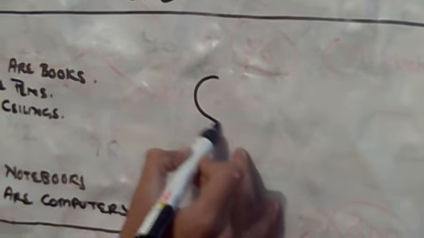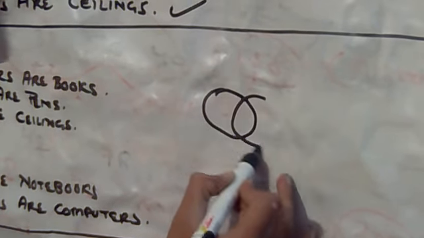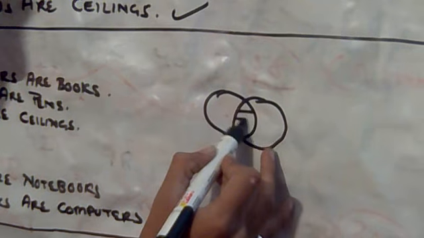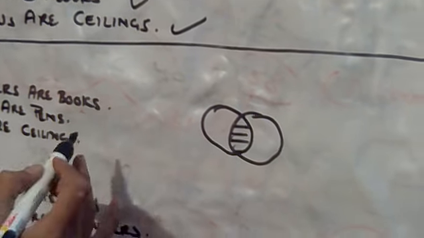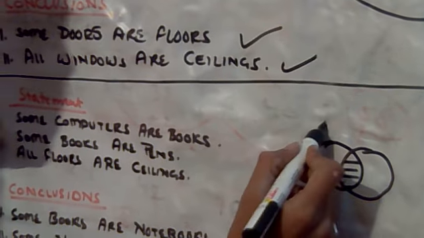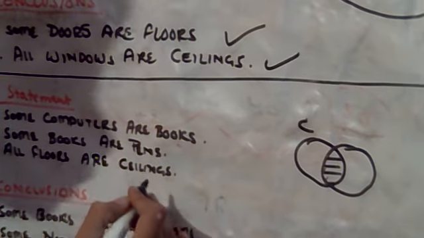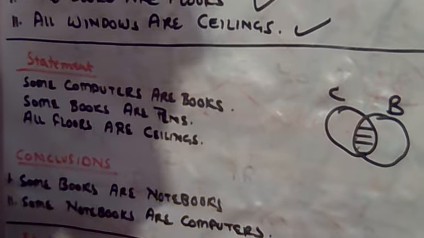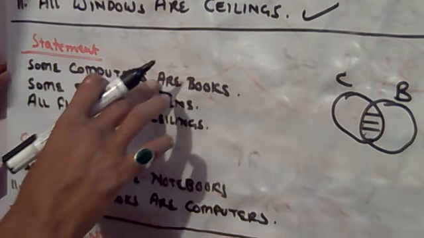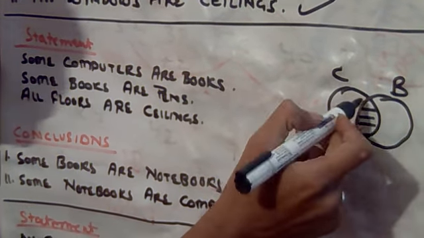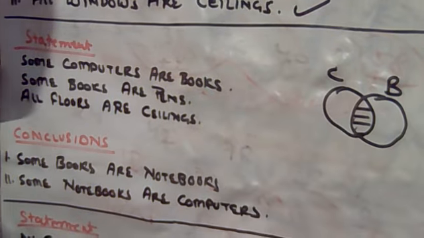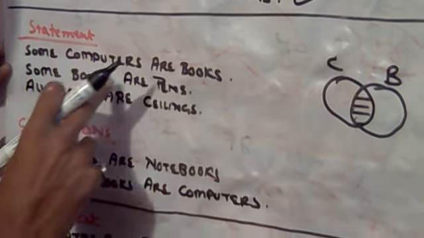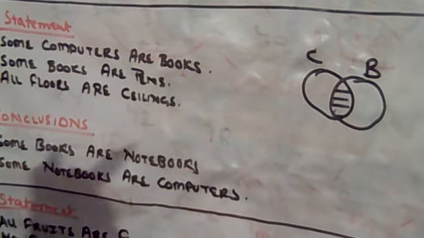When two quantities are there, we have to make two circles that have some region in common. So, let's mark this as C, for the computers, and this as B, for the books. Here it is said, some computers are books. Over here, it is seen that some computers are books. Now it is said, some books are pens.